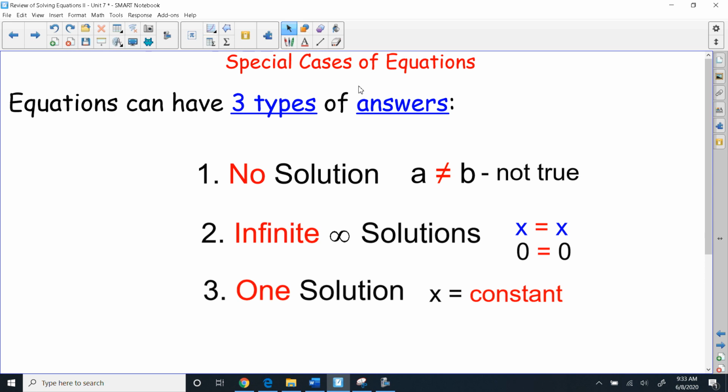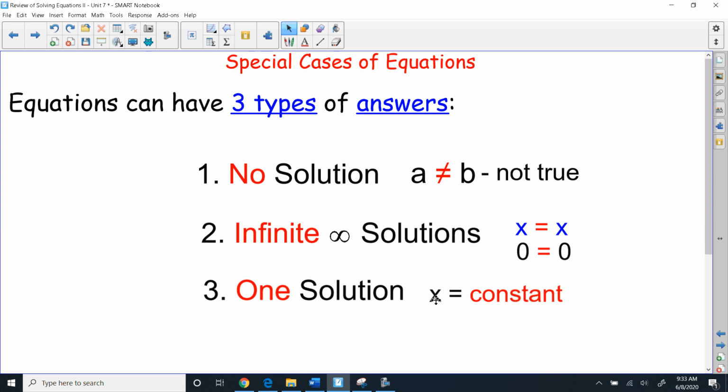So special cases. Equations can have three types of answers. No solution, where A is not equal to B, it's not a true statement. Infinite solutions, where we have the same answer on one side as the other side, so x is equal to x, or 0 equals 0. It could have one solution, as I mentioned earlier.